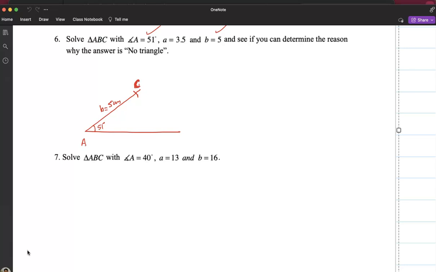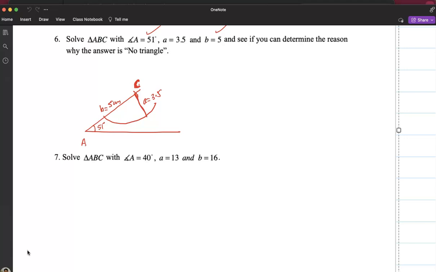Now if I take 3.5, it will be shorter than 5. It will be shorter than 5. It won't cut, it won't reach this line. So solve the triangle and see if you can determine the reason why there's no triangle.